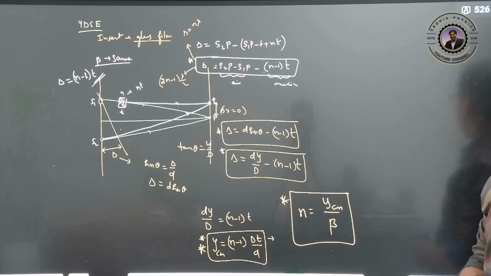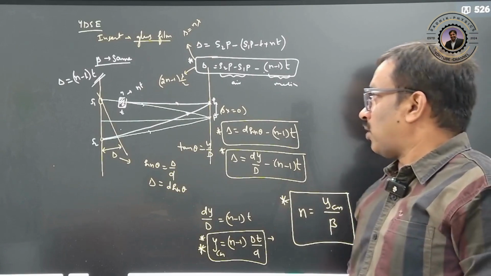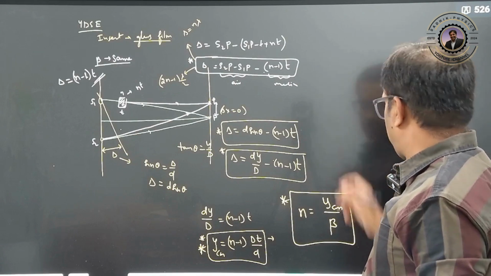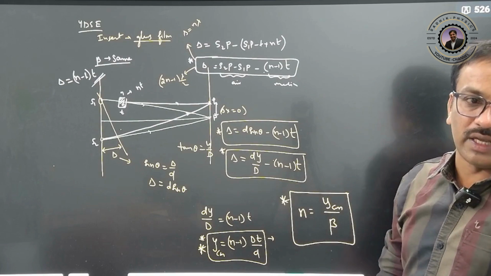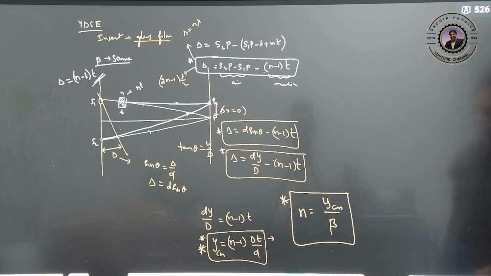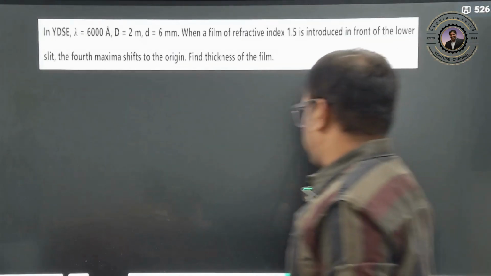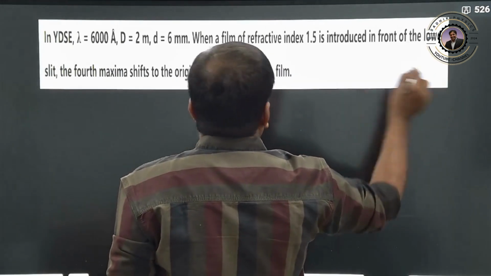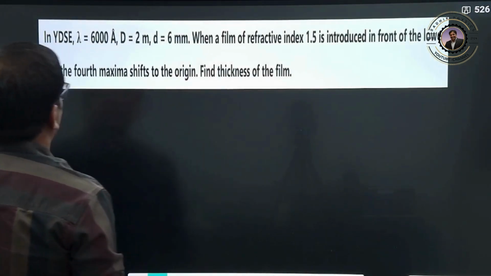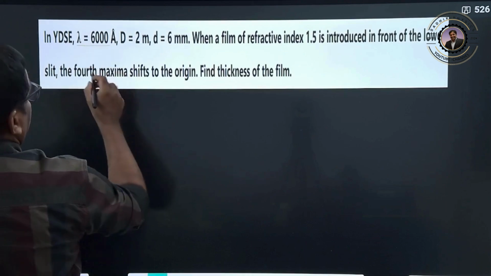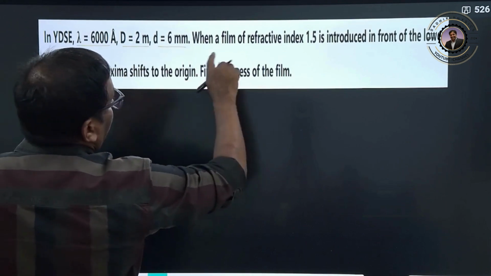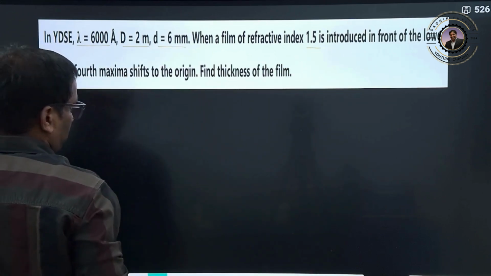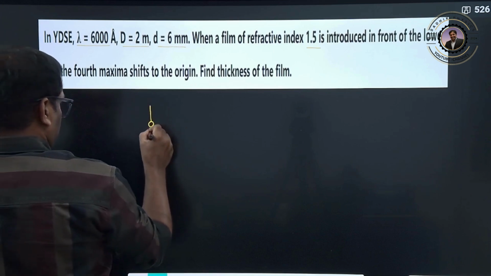So this is when the slab is placed in front of the slit. Now suppose a double slit is placed; whenever it is necessary we will do that concept. Now let us see our question. Here, in YDSE, the wavelength is given, this much, and d is given. When a film of refractive index 1.5 is introduced in front of the lower slit, this is 1.